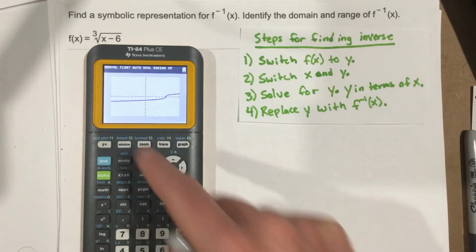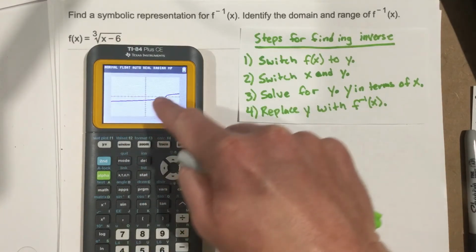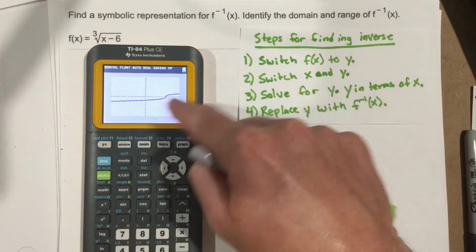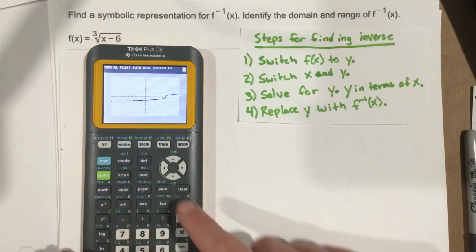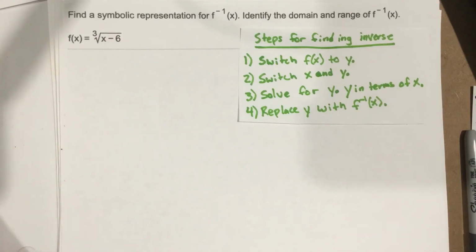All right, and you'll notice here if we just draw horizontal lines, this thing is always moving upwards. We're never going to have our horizontal line cross twice. So this is 1 to 1. So that means we can start to solve for the inverse.